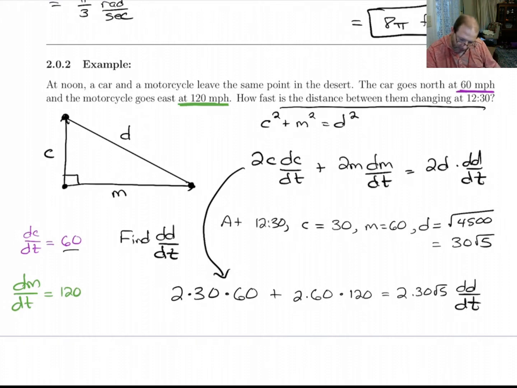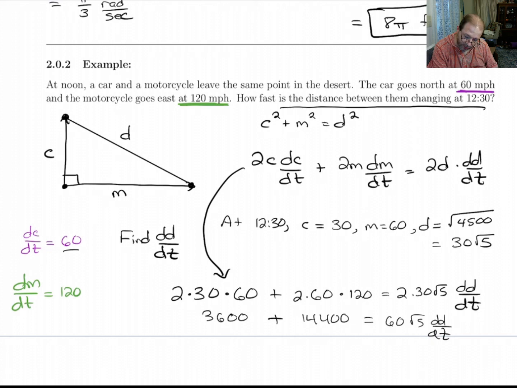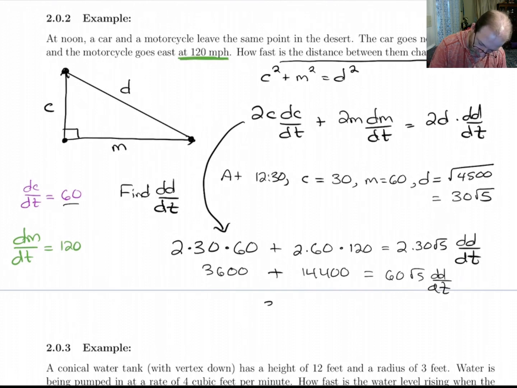So this is 2 times 30 times 60. That's 3600. 2 times 60 times 120. That's 14,400 equals 60 root 5 dd/dt. So 3600 plus 14,400, this is 18,000 over here. I'm going to divide that by 60. So that gives me 300 over root 5 equals dd/dt.